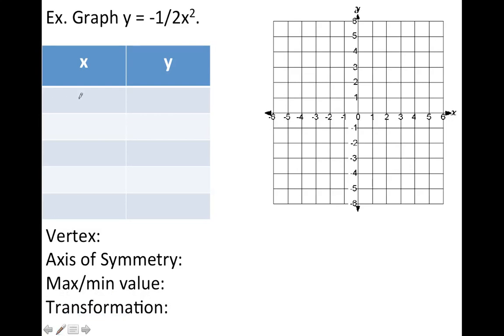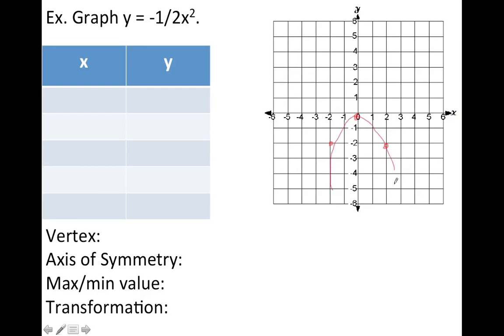So I would pick even numbers since we're multiplying by -1/2. So I picked -4, -2, 0, 2, and 4. And a couple of points that I got were -2, -2, 0, 0, and 2, -2. So those will be our points to graph that fit.